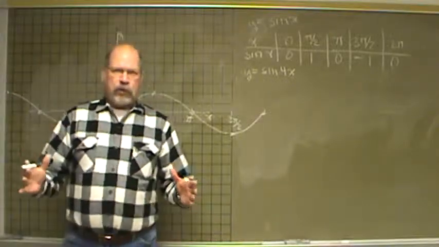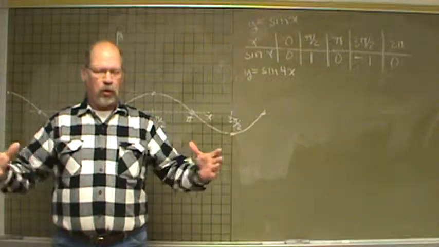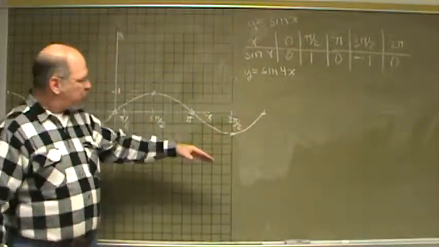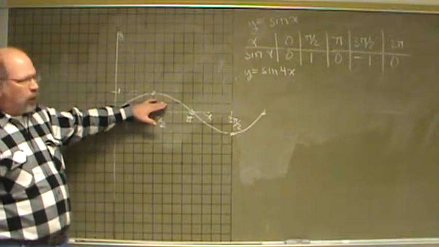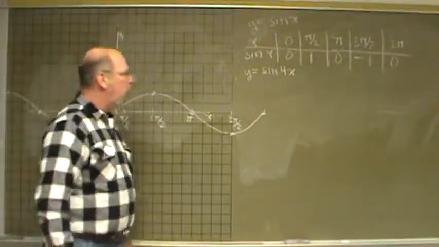Now, what you're going to see is a horizontal shrink. You're going to see this sine wave is going to go 4 times as fast as this sine wave does. And that's why I set up my scale to be from 0 to pi over 8.